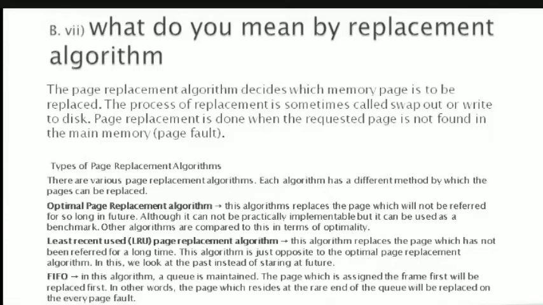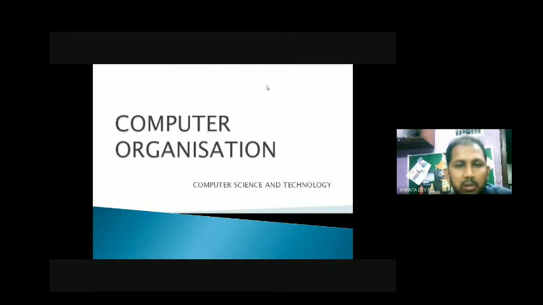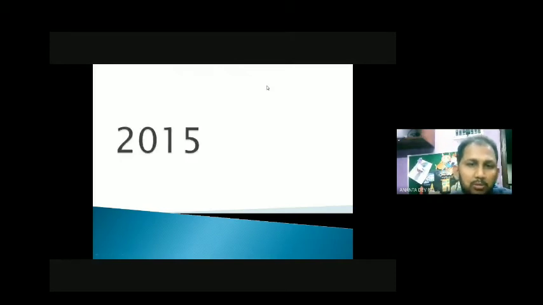The page that came earlier gets replaced. So on a page fault, we decide which memory page is to be replaced. So this is the algorithm through which a memory page is replaced when the memory is full. Thank you. Now I am going to discuss the question paper 2015 MCQ solution.